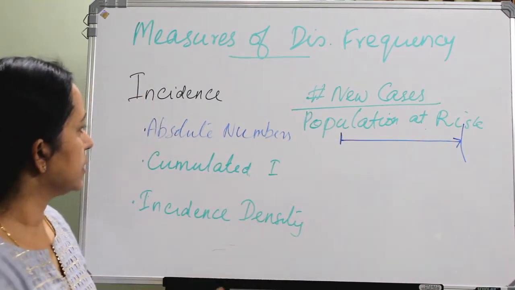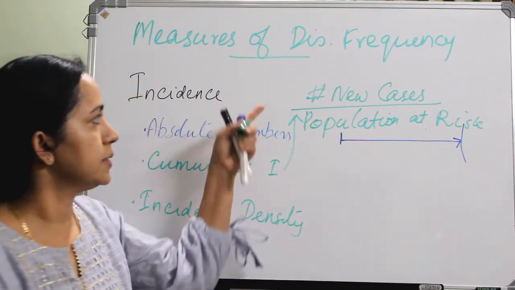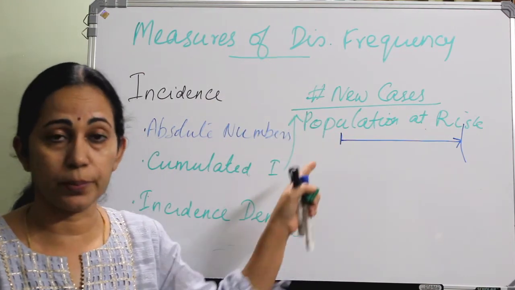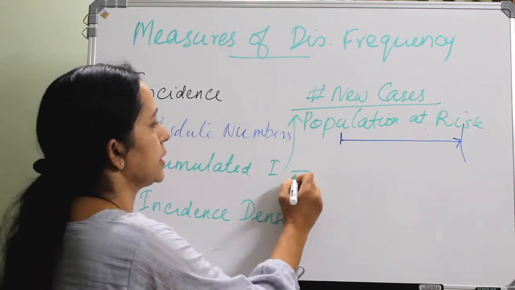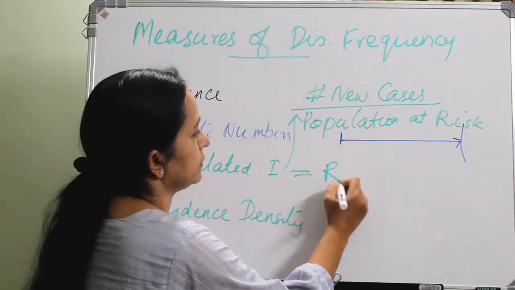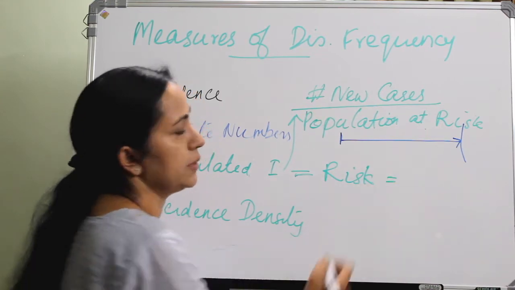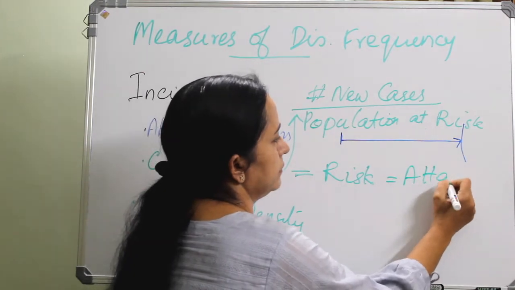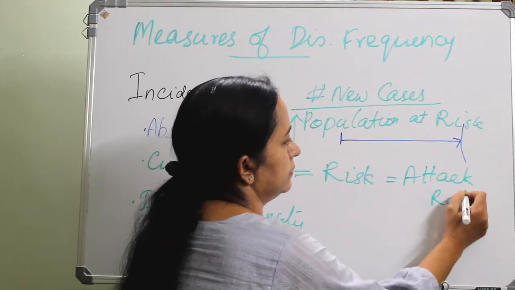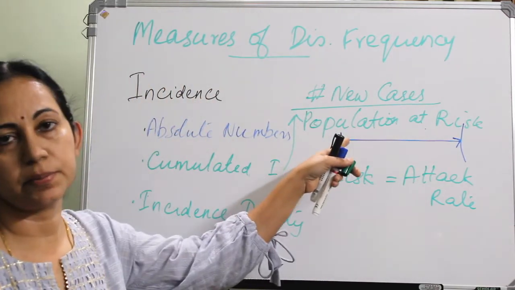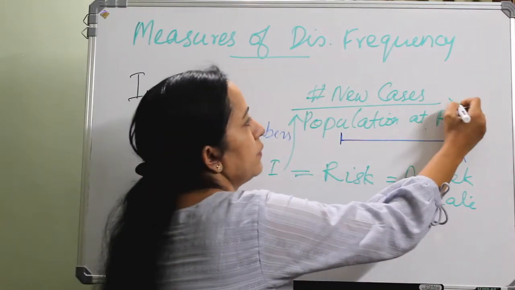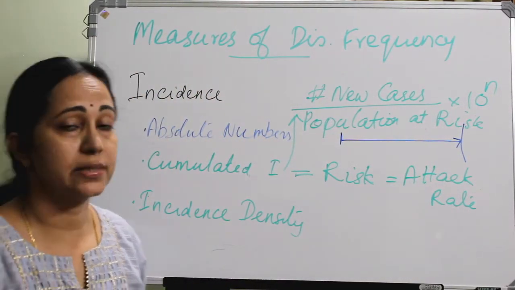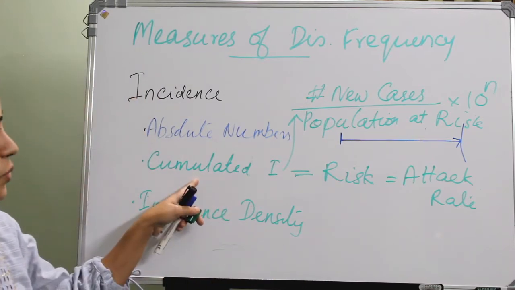So this is cumulative incidence, that is the proportion of new cases, and the denominator is the population at risk. Cumulative incidence is otherwise called the risk, or otherwise called the attack rate. And as this is expressed in percentage, we have to multiply this with a factor of 10, 100 or 1000, as we did in the case of prevalence. So that is cumulative incidence.